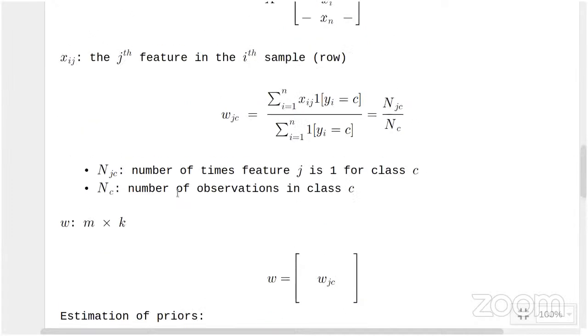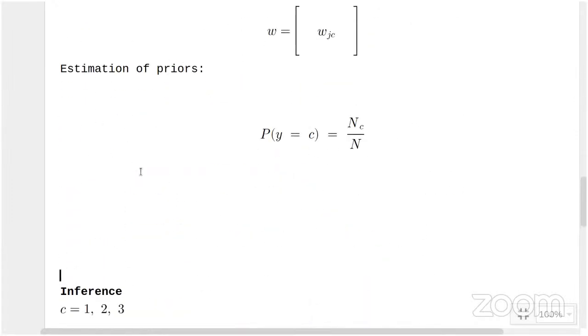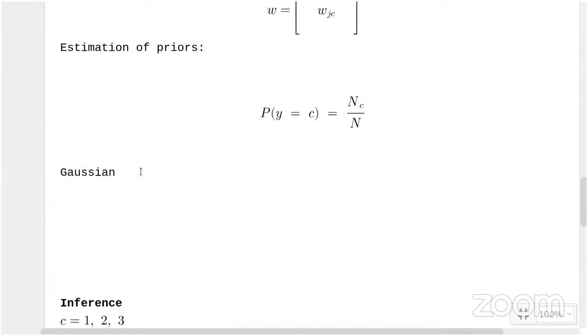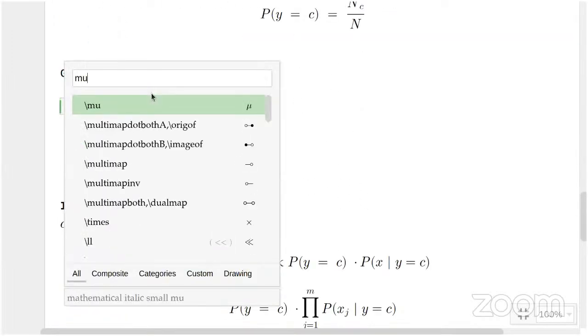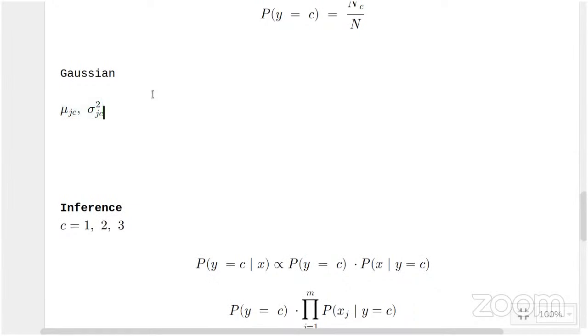So priors, now this is for Bernoulli. You can do this for, maybe I'll just write it down for the Gaussian also. For the Gaussian, what happens is you have a mu JC and also a sigma square JC, right? So you have these two.